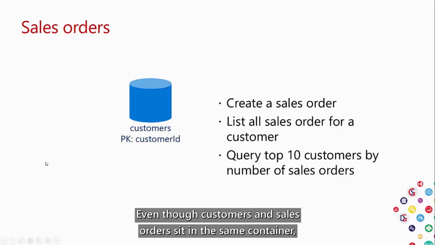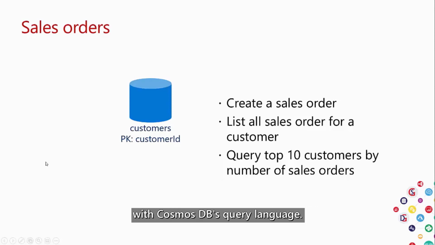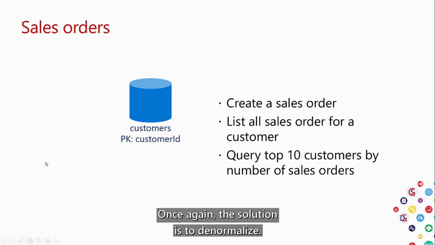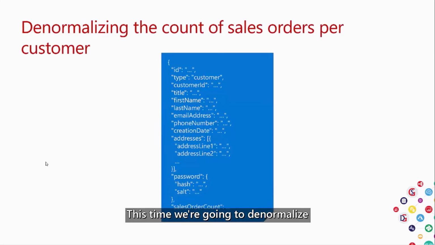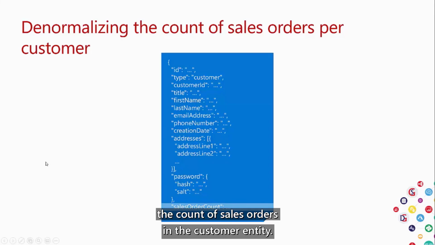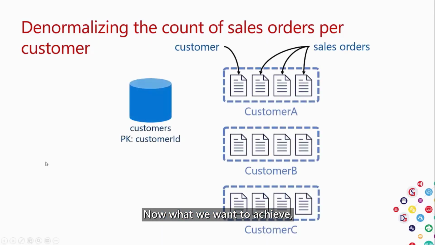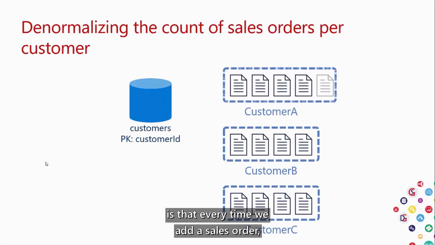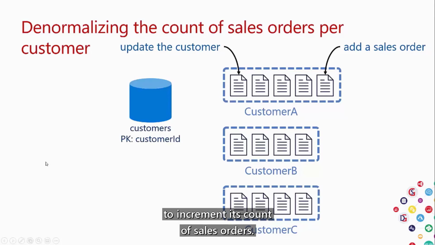Even though customers and sales orders sit in the same container, this is not something you can currently do with Cosmos DB's query language. Once again, the solution is to denormalize. This time, we're going to denormalize the count of sales orders in the customer entity. So now what we want to achieve is that every time we add a sales order, we also update the corresponding customer document to increment its count of sales orders. Here we can benefit from the fact that each customer and their sales orders sit in the same logical partition.